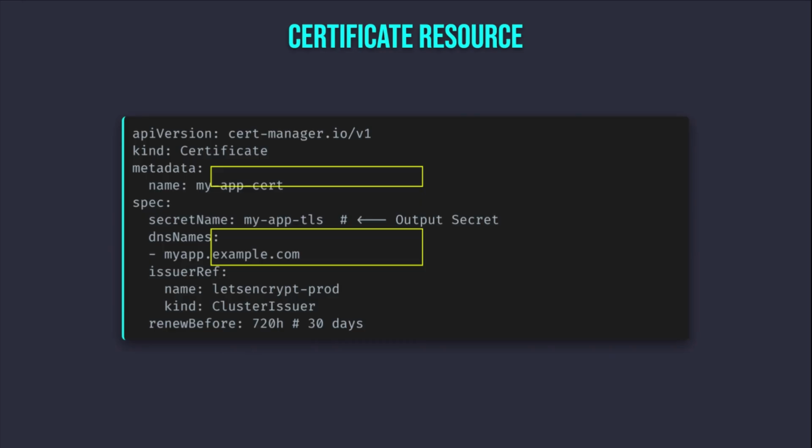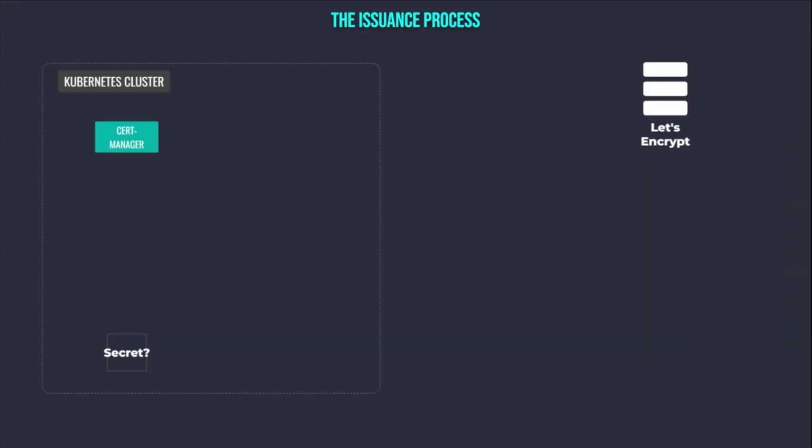Set the renewBefore field to specify how many days prior to expiry Cert-Manager should attempt renewal, typically 30 days. Once applied, Cert-Manager creates a certificate request resource, initiating the communication with the Automated Certificate Management Environment server. The resulting secret will contain the tls.crt and tls.key files.